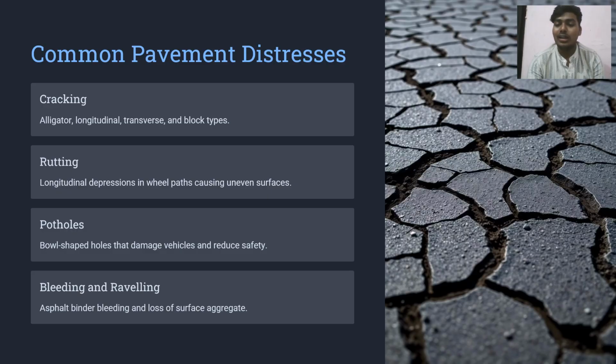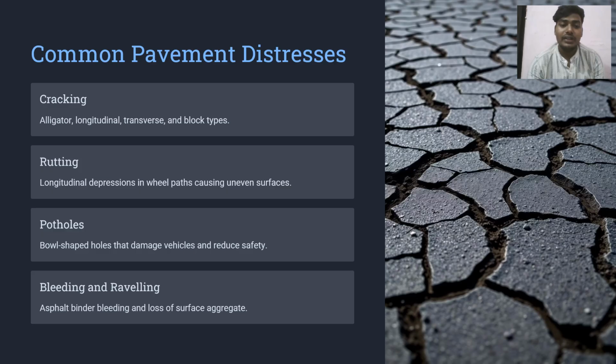Alligator cracking looks like alligator skin, with interconnected blocky cracks caused by repeated traffic loading, especially from heavy vehicles, over time. Severity indicates structural failure of the pavement. Common locations are wheel paths.